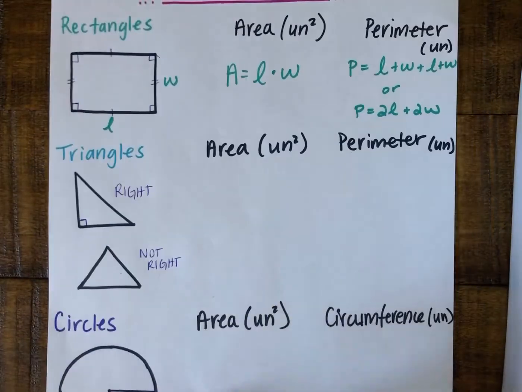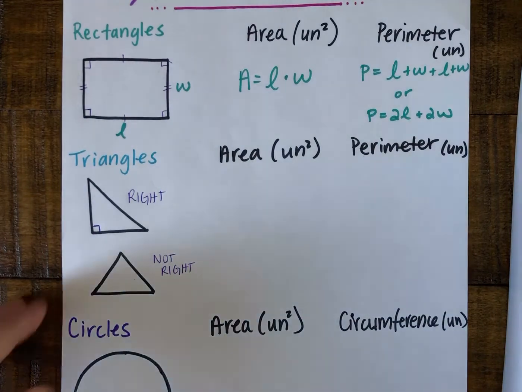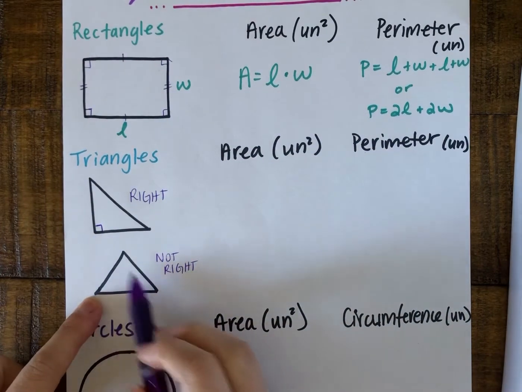Back to our cheat sheet for triangles. Slightly trickier, but we got it. So with triangles, there are different types of triangles. With rectangles, it's just how big is it, but with triangles, they can be different shapes because they have different angle measures.